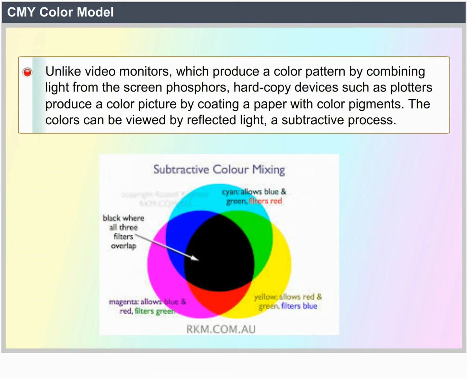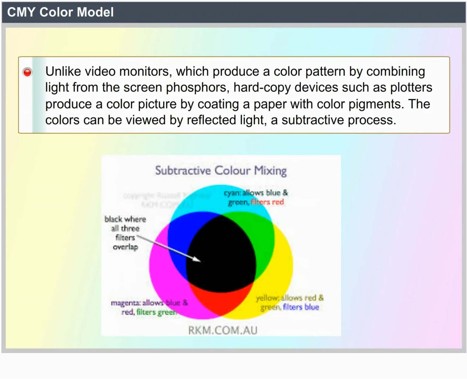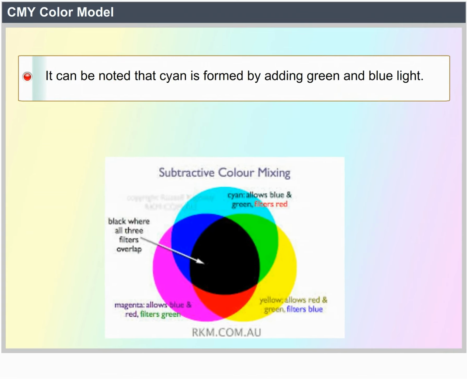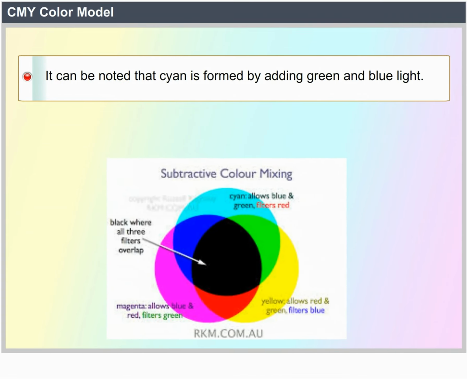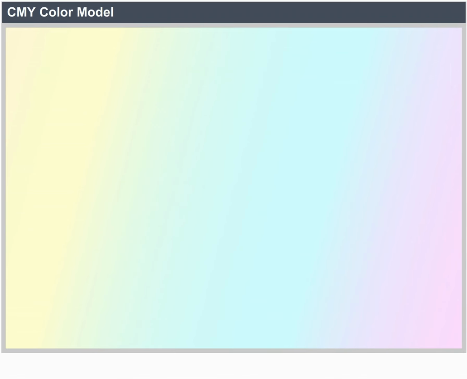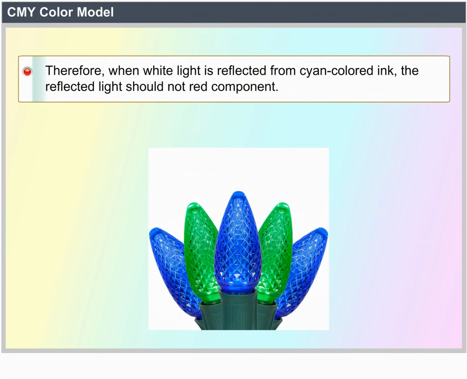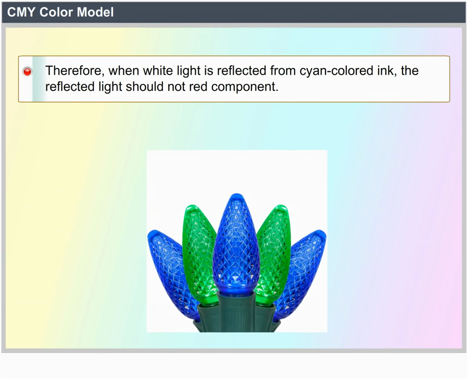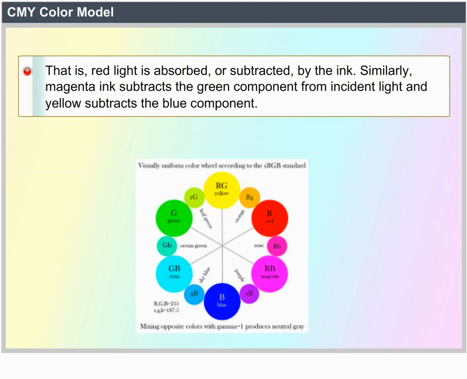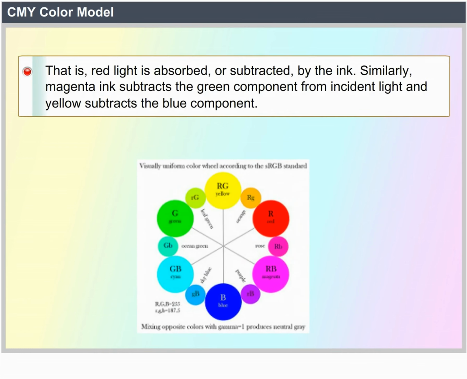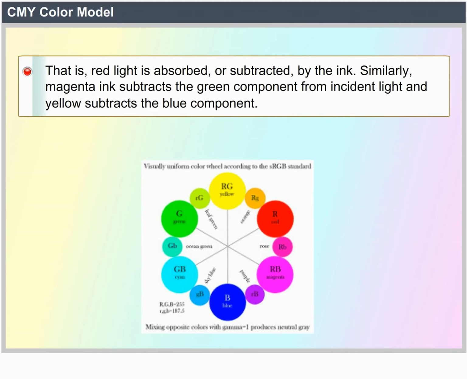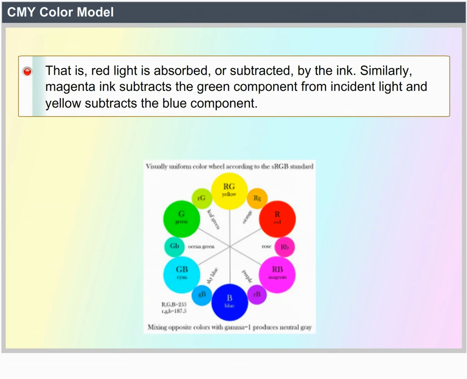We see the colors by reflected light as a subtractive process. As we have noted, cyan can be formed by adding green and blue light. Therefore, when white light is reflected from cyan-colored ink, the reflected light must have no red component. That is, red light is absorbed or subtracted by the ink. Similarly, magenta ink subtracts the green component from the incident light, and yellow subtracts the blue component.